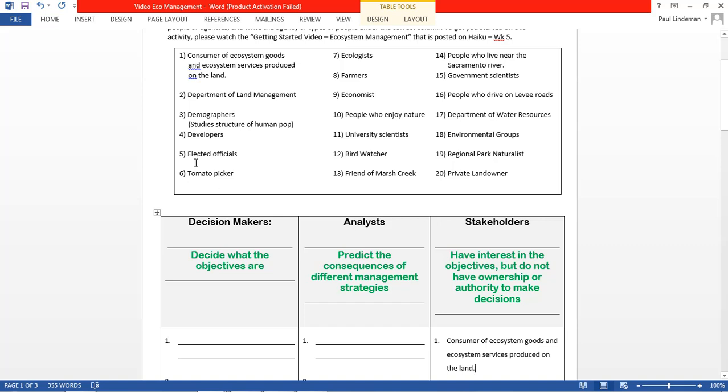Go to the next one, Department of Land Management. It's a department, so probably federal or state, and they manage the land. So that one would not be an analyst. That's definitely a decision maker. Department of Land Management, because they are actually managing the land. They're making decisions about the land. Demographers, those are people who study the structure of human population. So they're studiers. Anyone who's a researcher or analyst or gathering data, they're an analyst. So, demographer.